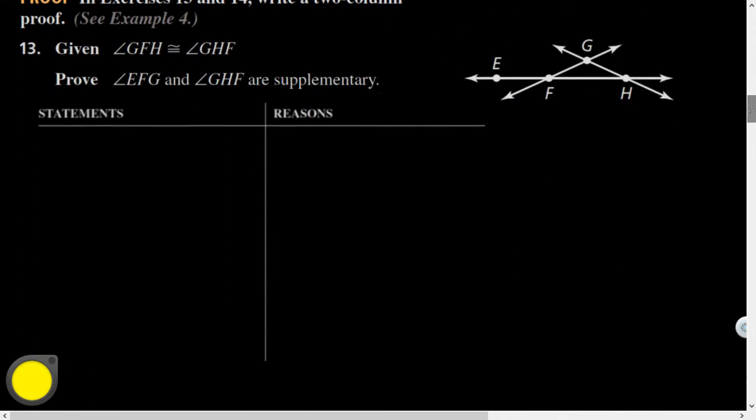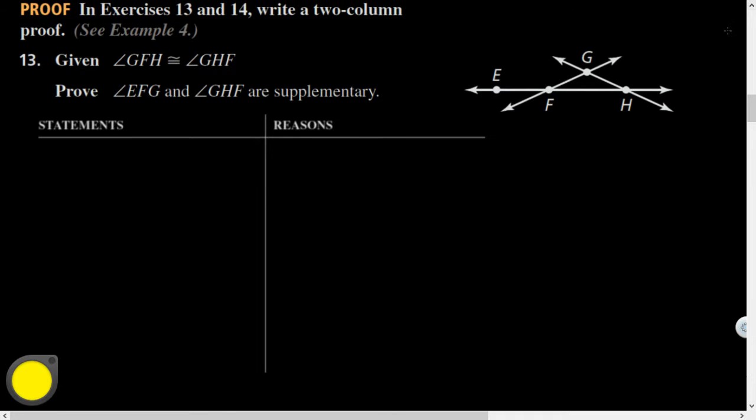Oh, here's a proof. 13. All right, let's see how well I can do this. I don't know, friends. I don't know what we're gonna do.